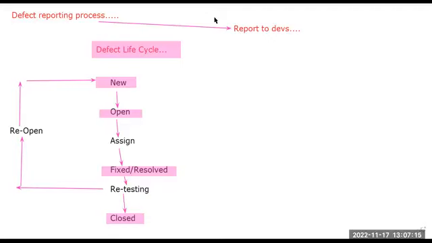Like definitely that we can call this a new defect because we are getting it for the first time. So when we get a defect, we will report it to the developers using the Jira tool or some tool. Whatever tool it will be, we are going to report the defect to the developer.